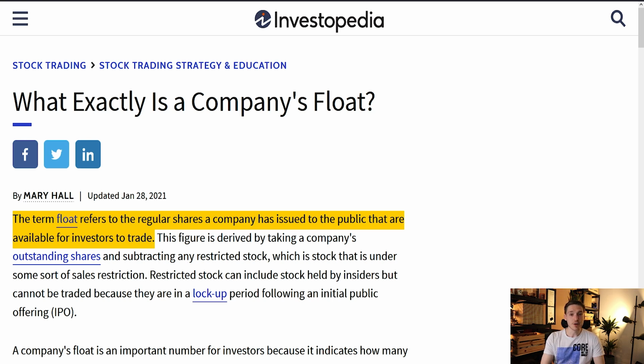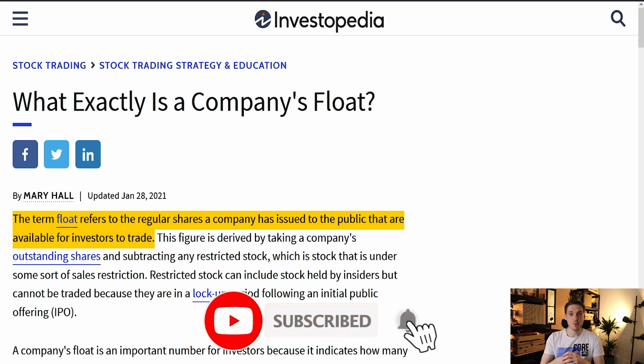And the other number you need is the amount of shares in a company's float. As we can see over here, the float is the amount of shares that is available to trade, to buy and sell, basically. So in total, that is the amount of outstanding shares minus the restricted shares. And these restricted shares are usually shares that are in lockup after an IPO or a SPAC merger, for example. So people are not able to trade these shares, but the float is the amount of shares that is able to be traded.